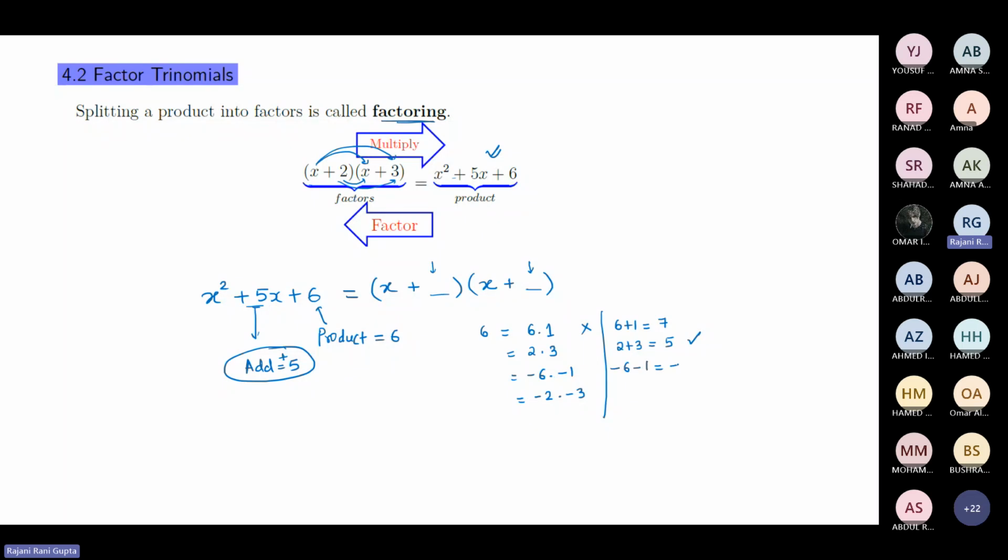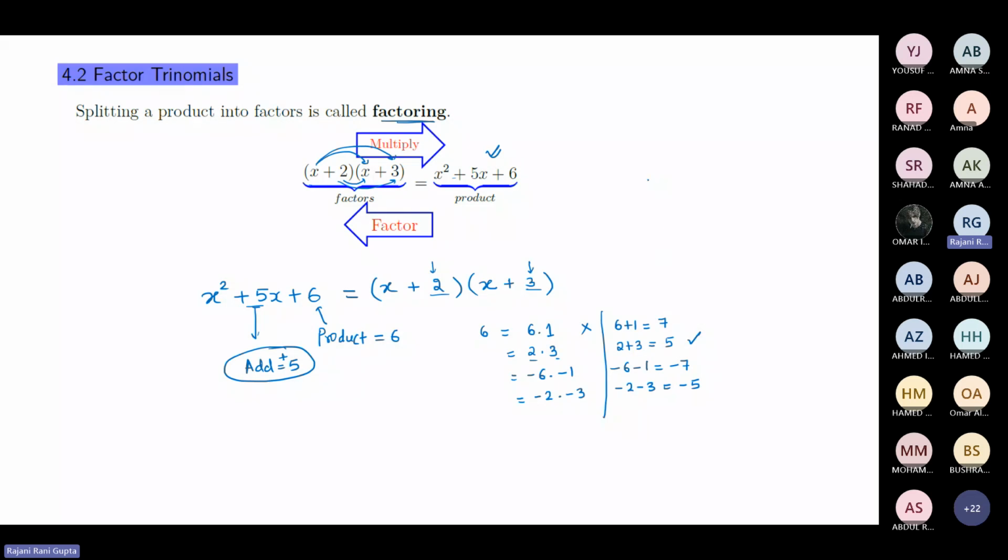Minus 6 minus 1 gives you minus 7. Minus 2 minus 3 gives you minus 5. So we needed only 5. So our answer is 2 and 3. So here it will be 2 and here it will be 3. Is this clear? Yes. Okay, good.